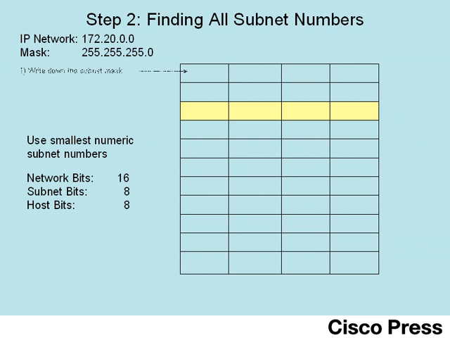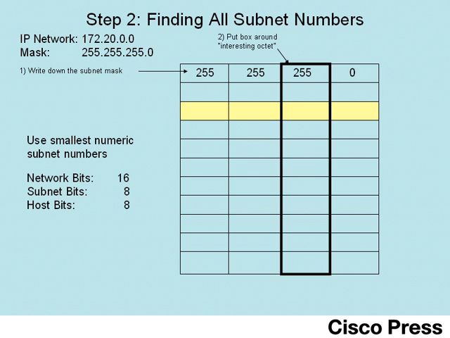First, we write down the subnet mask in the first row of this table. Then we put a box around the interesting octet. That's the octet that contains the entire subnet field in this case, which is all of the third octet. Then we calculate the magic number, which is always calculated as 256 minus the mask's value inside that rectangle. So we get 256 minus 255, or 1. So the magic number will be 1 in this case.